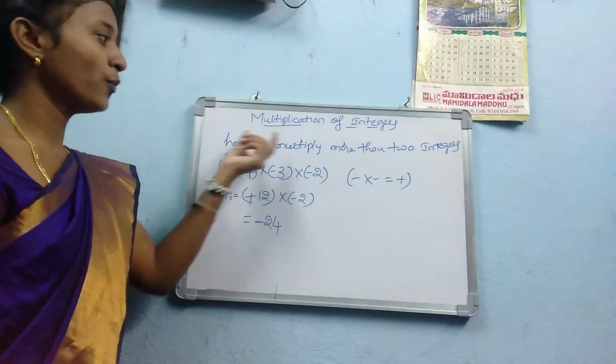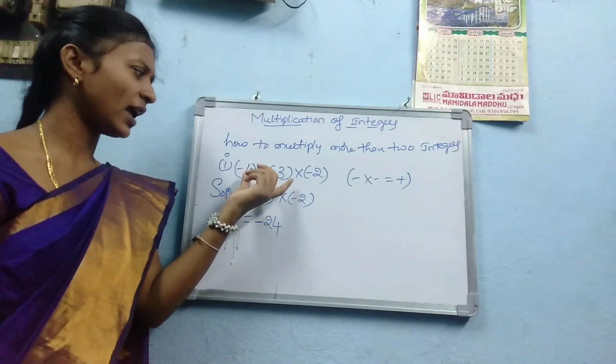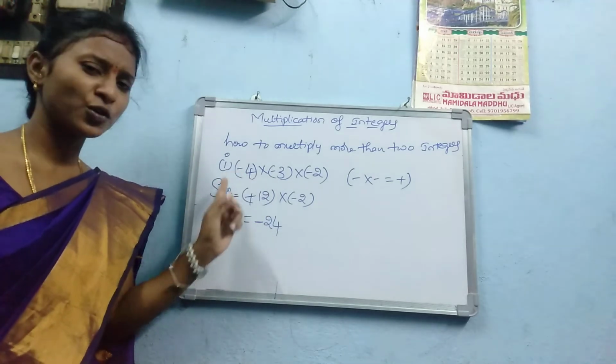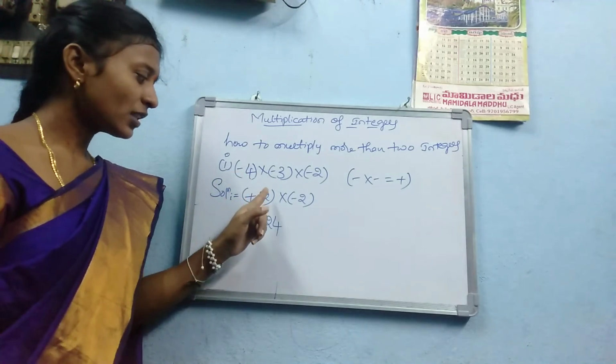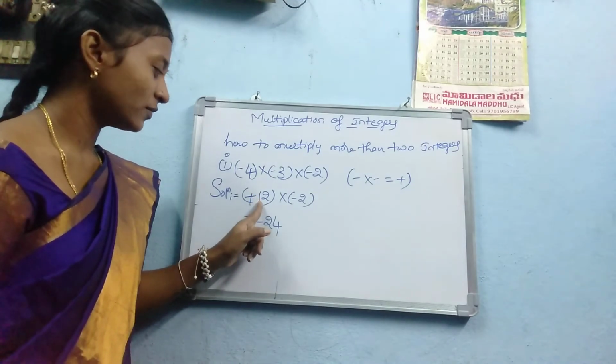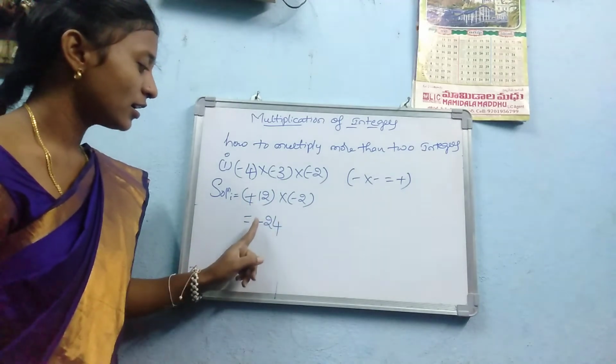How to multiply more than two integers? We take three negative integers. First we multiply the first two integers, and then we get the result. Then next, 12 into minus 2, 12 twos are 24.